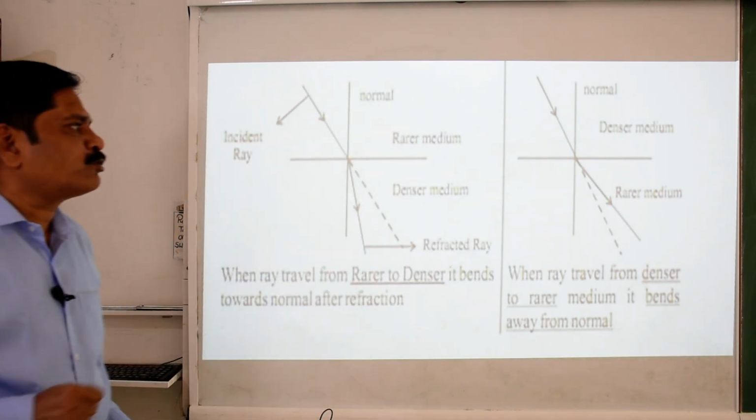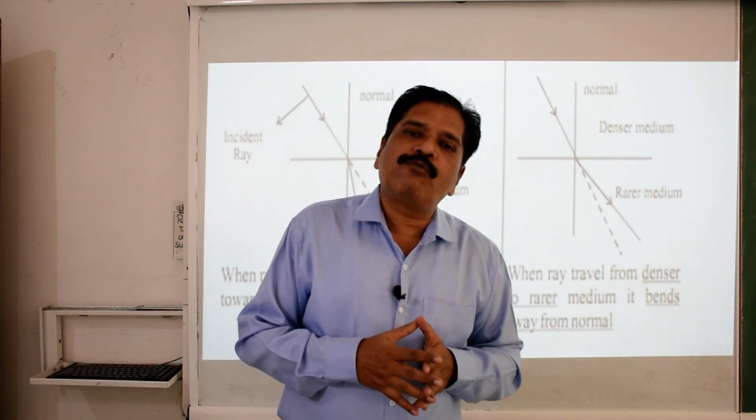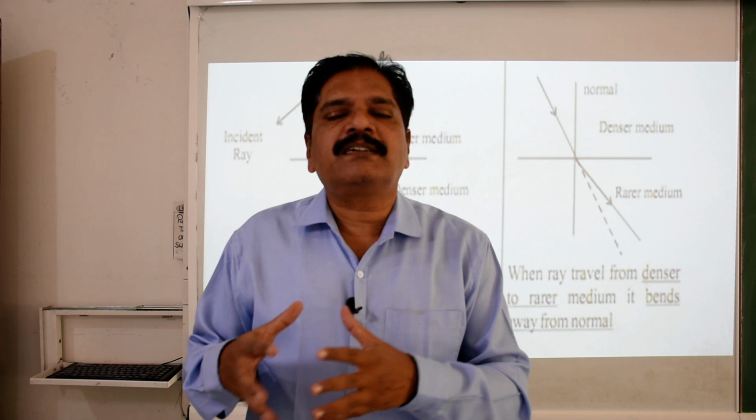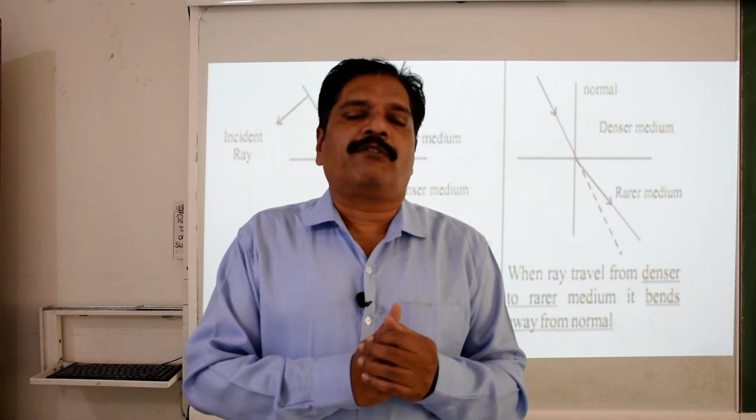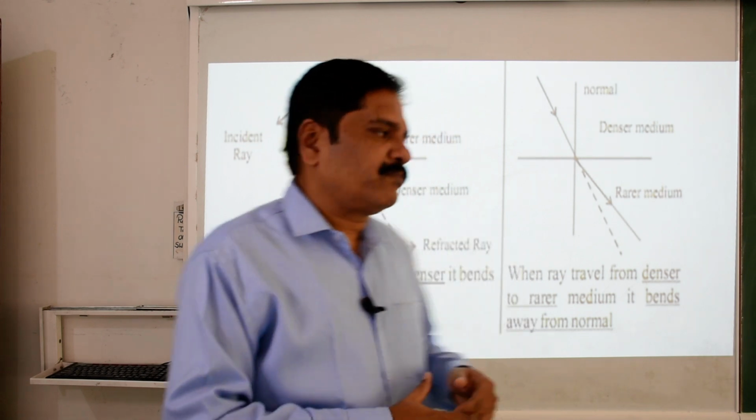Okay, so remember these two facts about the refraction of light. Whenever the light moves from rarer to denser, it will bend toward the normal. When it moves from denser to rarer, then it will move away from the normal.